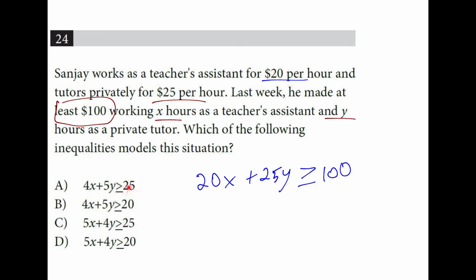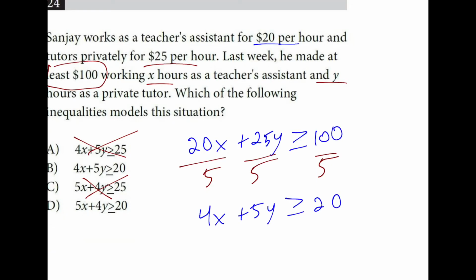If you look at the answer choices, though, they divided this. So I'm not sure if they divided by 4 or 5 and which one would be right. Let's try it. I'm guessing that dividing by 4 would be wrong because I have 25. So instead I'm going to divide by 5. So all the ones that had 25 are going to be incorrect. And I'm looking for 4x plus 5y, so the answer is B.